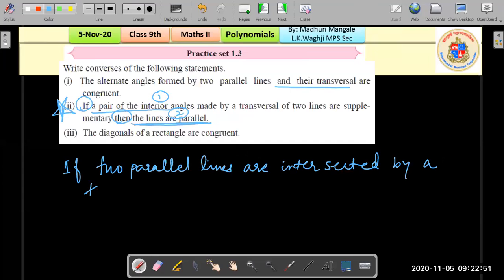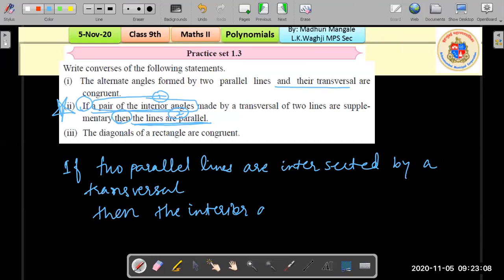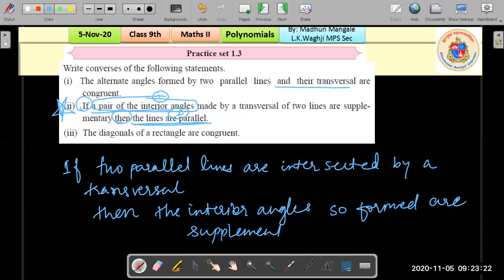by a transversal, so this is the first part. Then what would happen? Then which type of angles are those? Those are interior angles. Then the interior angles so formed are supplementary. So it will take some practice, right, to state them or to phrase them properly. Okay, we move to the next one now.